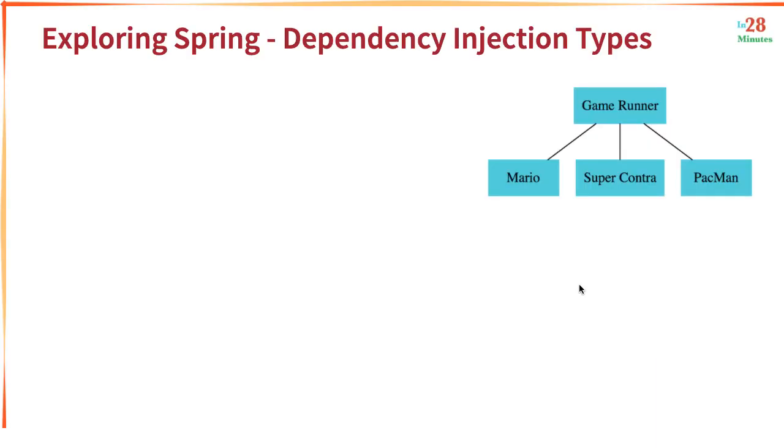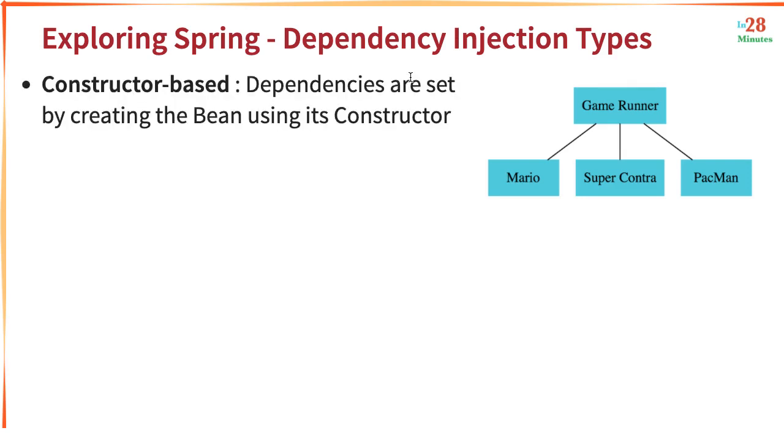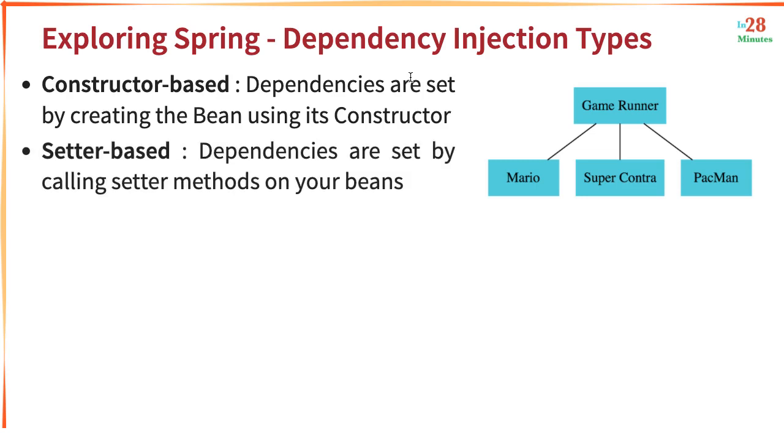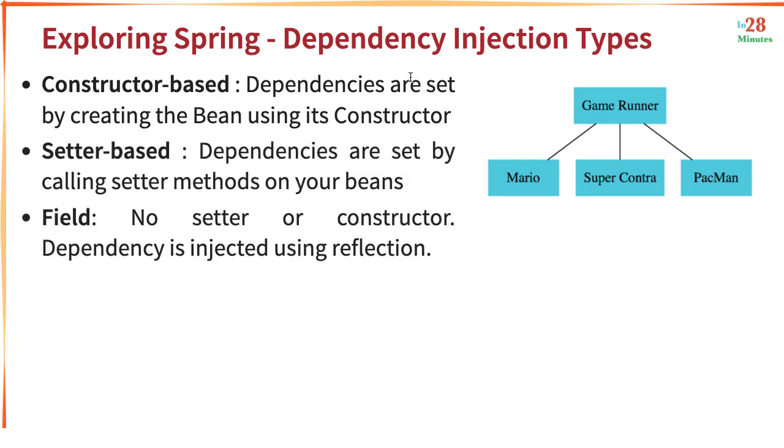Welcome back. In this step, let's look at dependency injection types. What are the different types of dependency injections which are offered by Spring Framework? They're constructor-based dependency injection, setter-based dependency injection, and field-based dependency injection. Now, what is the difference between these different types of injections?